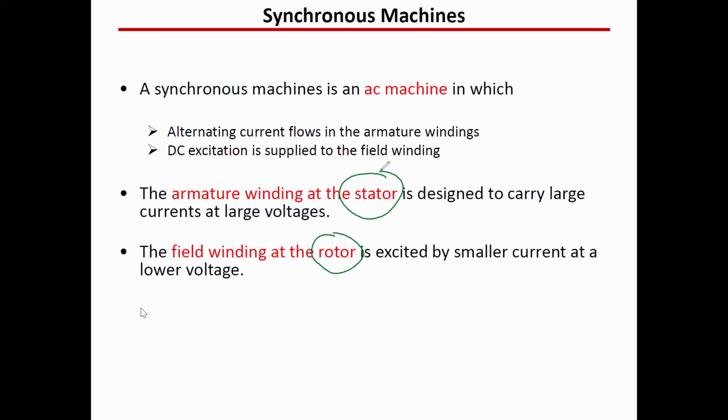So this is another major difference. The armature now in AC machines is on the stator and the field is on the rotor. What's the reason? The reason is that the armature now usually in practice is 3-phase, so we need 3 windings. And the current is larger, so the wires will be larger, and the voltage is larger, so the insulation will be more.